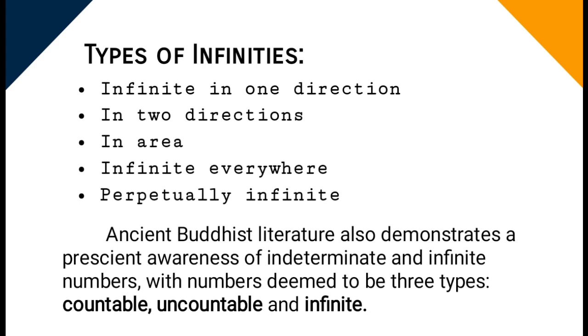As early as the 3rd or 2nd century BCE, Jain mathematics recognized 5 different types of infinities. First is the infinite in one direction, second in two directions, third in area, fourth infinite everywhere, and lastly perpetually infinite. Ancient Buddhist literature also demonstrates an awareness of indeterminate and infinite numbers, deemed to be 3 types: first is countable, then uncountable, and infinite.